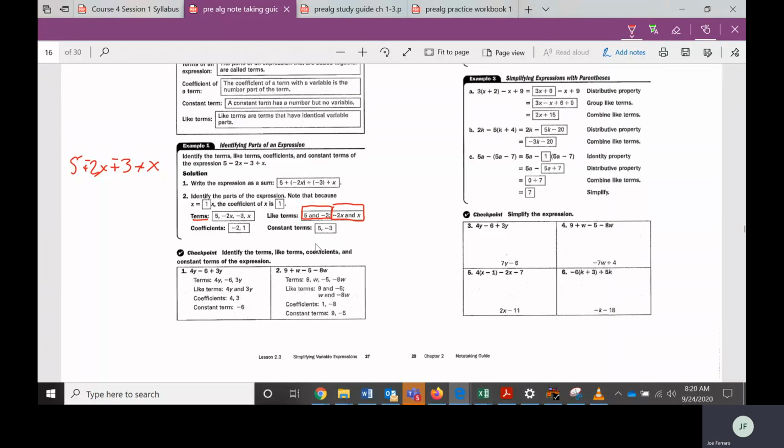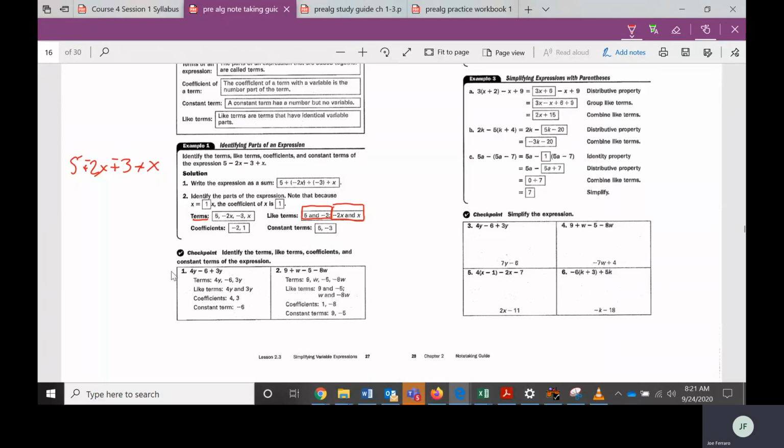So what I said before, you may not need to change it to plus and negatives. If you can look at this and see, the one term's 5. This minus is with the 2, so that's a negative 2x. So then the term is negative 2x and the coefficient's negative 2. This is a negative 3. Okay, so that term is a negative 3. And then there's the x.